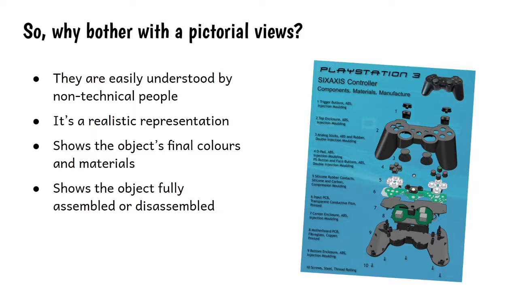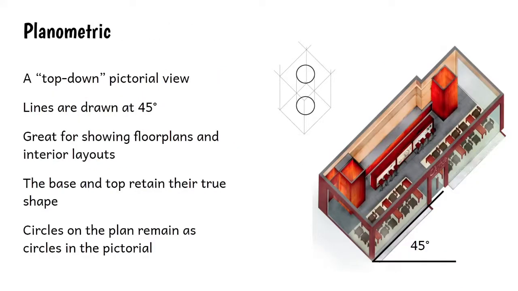Let's take a look at some of them, and let's start off with the planometric. The planometric is great for floor plans and things like that, and therefore architects and interior designers love using planometrics, because lines are drawn at 45 degrees like this, and what that means is that you can basically put a floor plan down and project up from it and give it this illusion of height. Things drawn in the floor plan retain their true shape, so for example up here we can see that circle which appears on the floor plan will remain a circle in a planometric.